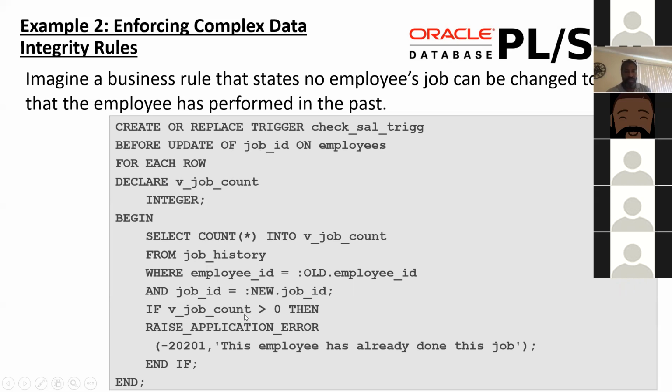Select count basically from job history where employee ID is equal to the, and basically this is a rule that states no employee can have 2 jobs at the same time.